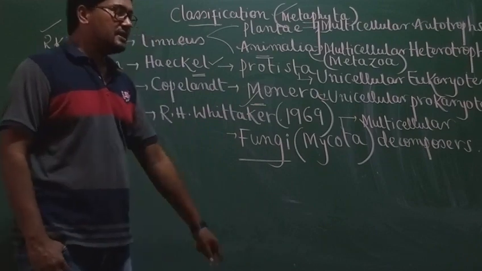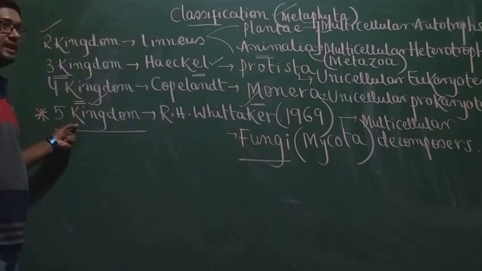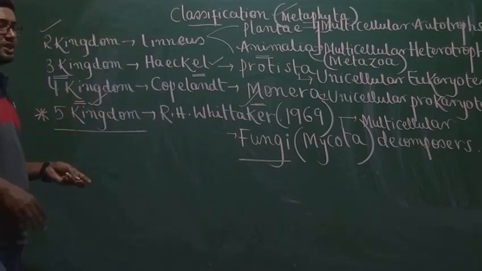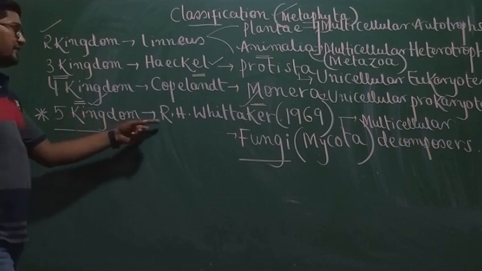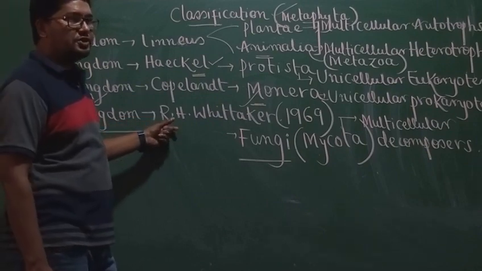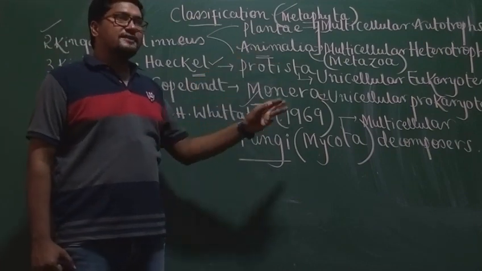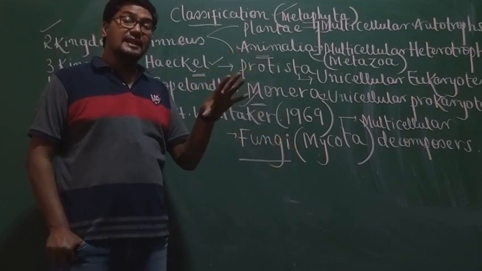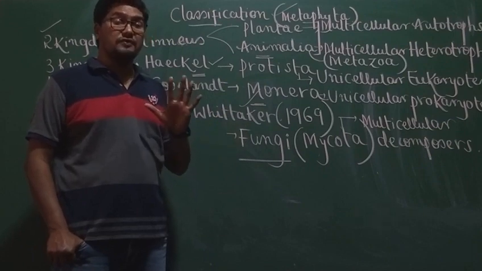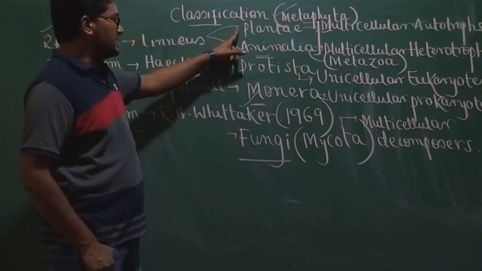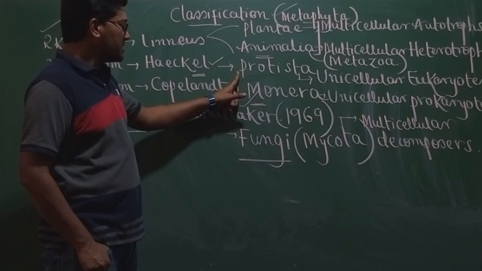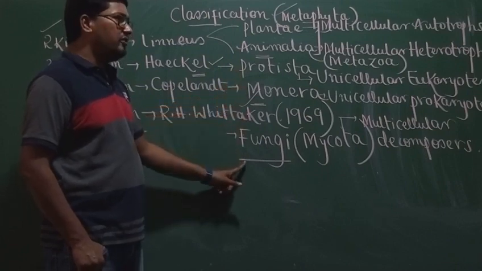The present system of classification which we are following is the 5 kingdom classification. The 5 kingdom system of classification was given by whom? R.H. Whittaker. According to R.H. Whittaker, the total life present on planet Earth is now classified into how many kingdoms? 5 kingdoms. Which are they? Plantae, Animalia, Protista, Monera and fungi.